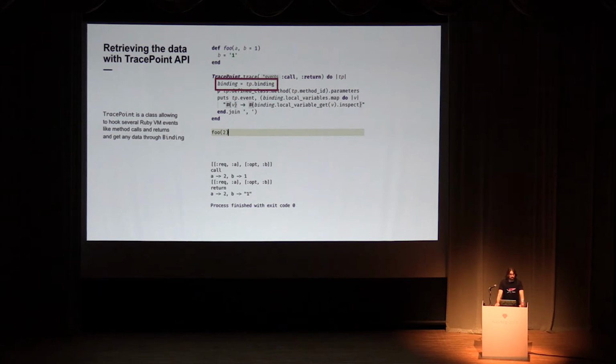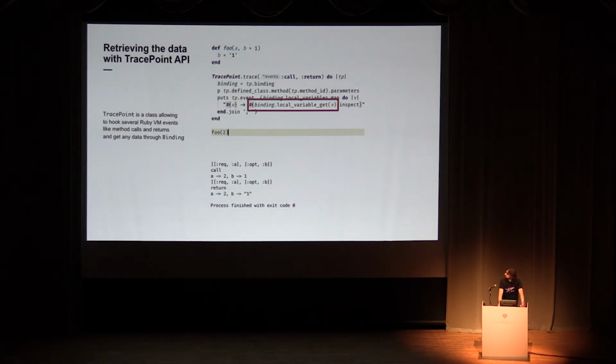So tracepoint.binding is the way to get this context. And then we can get the method which is called or returned from. We can get all the local variables from here, the parameters, and so on. To the bottom, there is a line. To the top, you see the foo method definition. To the bottom, we call it with one parameter.